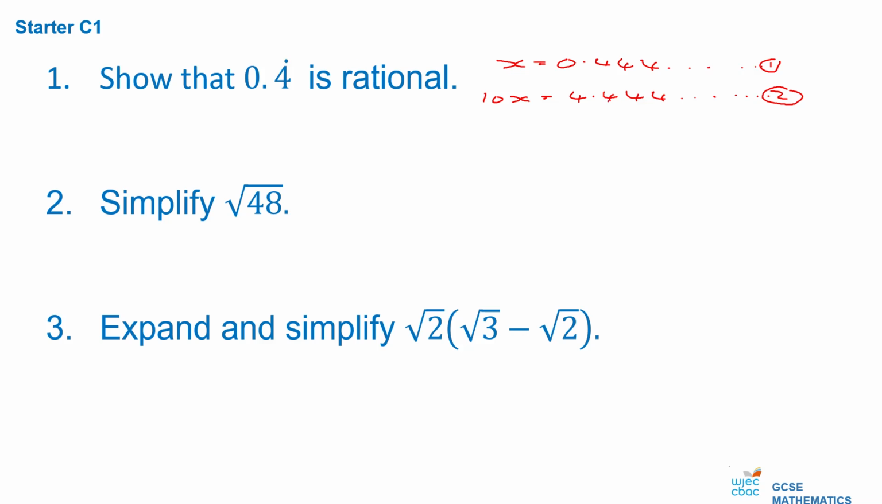So to get rid of the recurrence, I'm going to subtract. So we'll subtract 1 from 2. That's going to give us 9x, which is equal to 4. And so x is going to be equal to 4 over 9, which is a fraction, so rational.